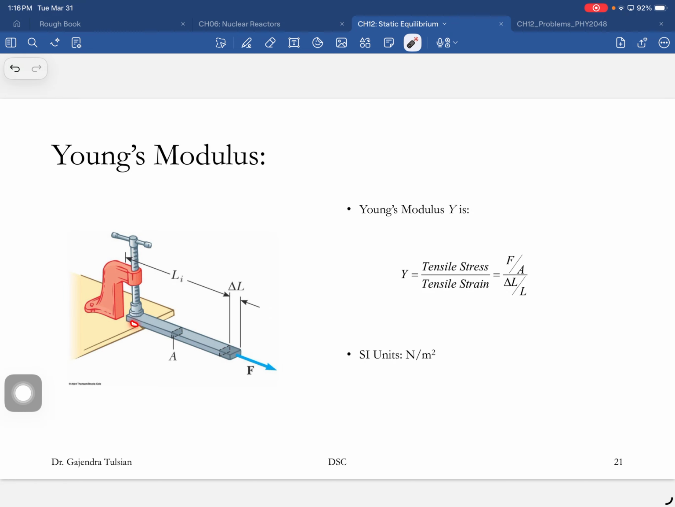All right, so let's consider tensile strain. You apply this force, and the length of this object changes. So tensile stress is the force you applied divided by the area of cross section. Stress is force per unit area. And tensile strain is the change in length of this object divided by the original length of the object. So this is the percentage change in length. And you see, this is dimensionless. So the units of stress are force per unit area, Newton per meter square.